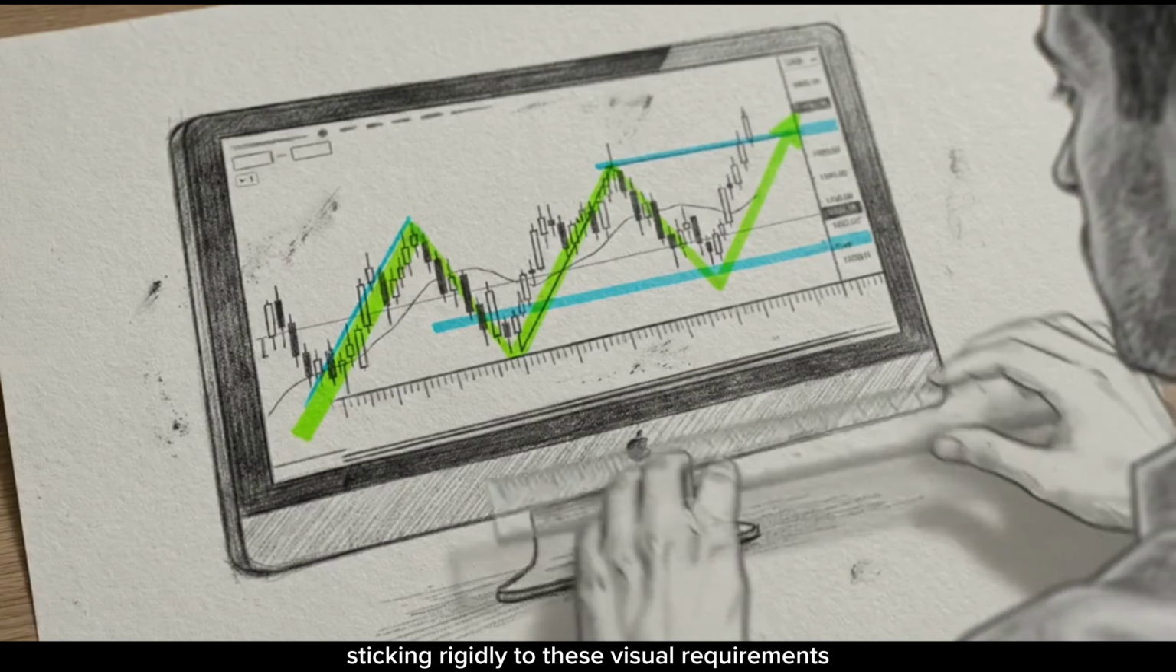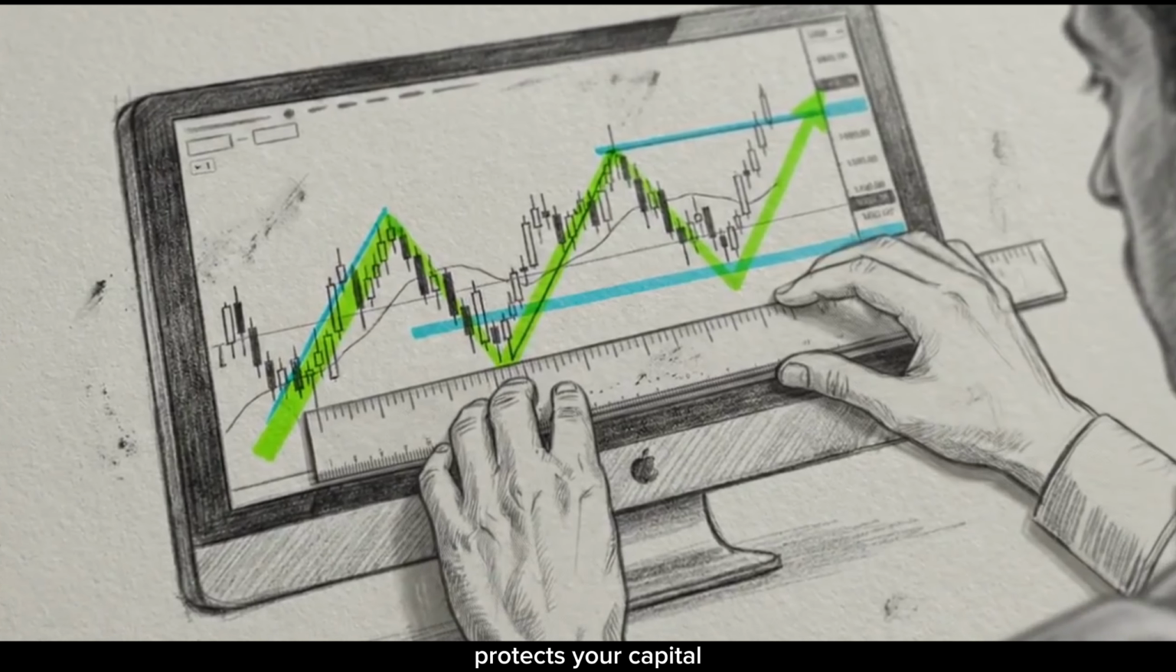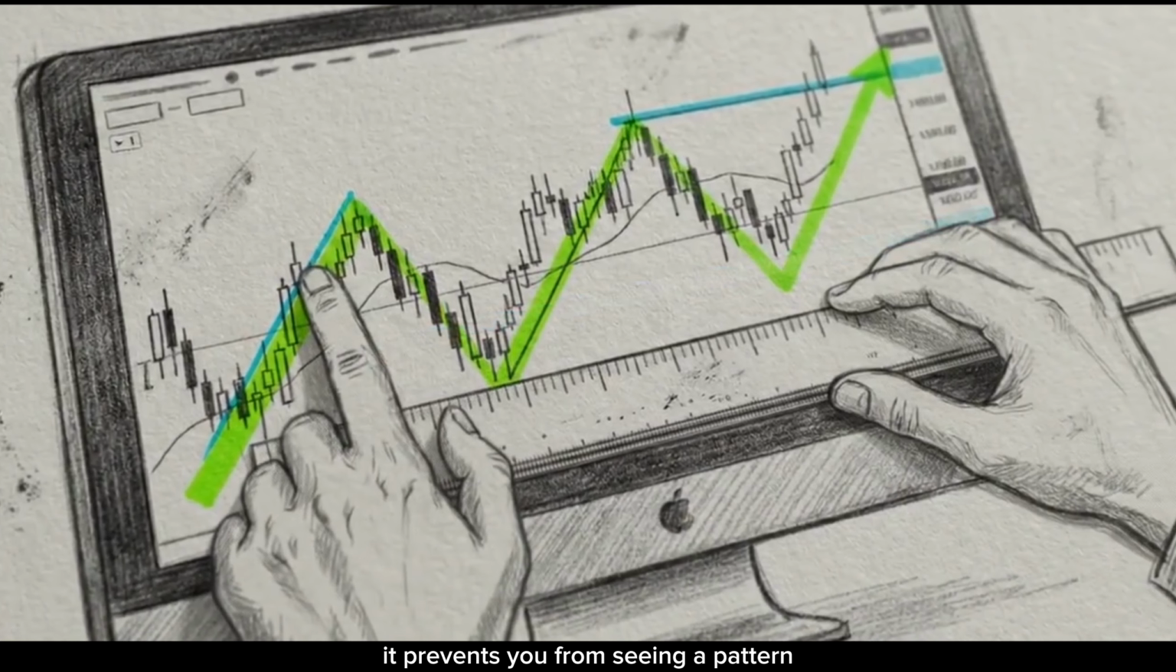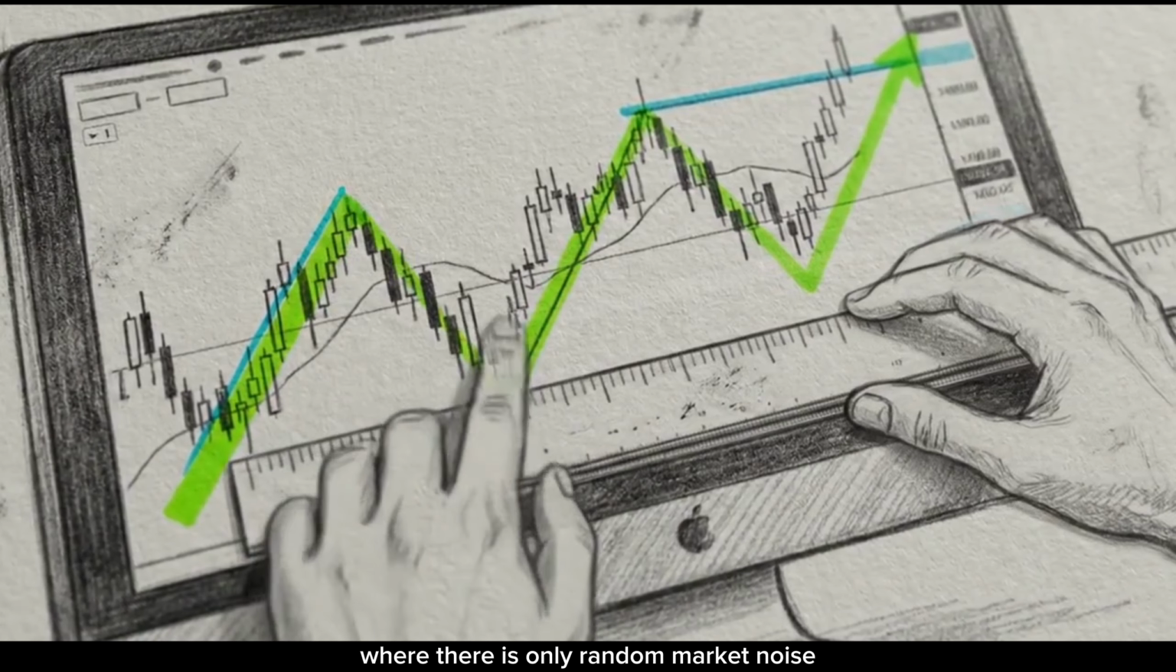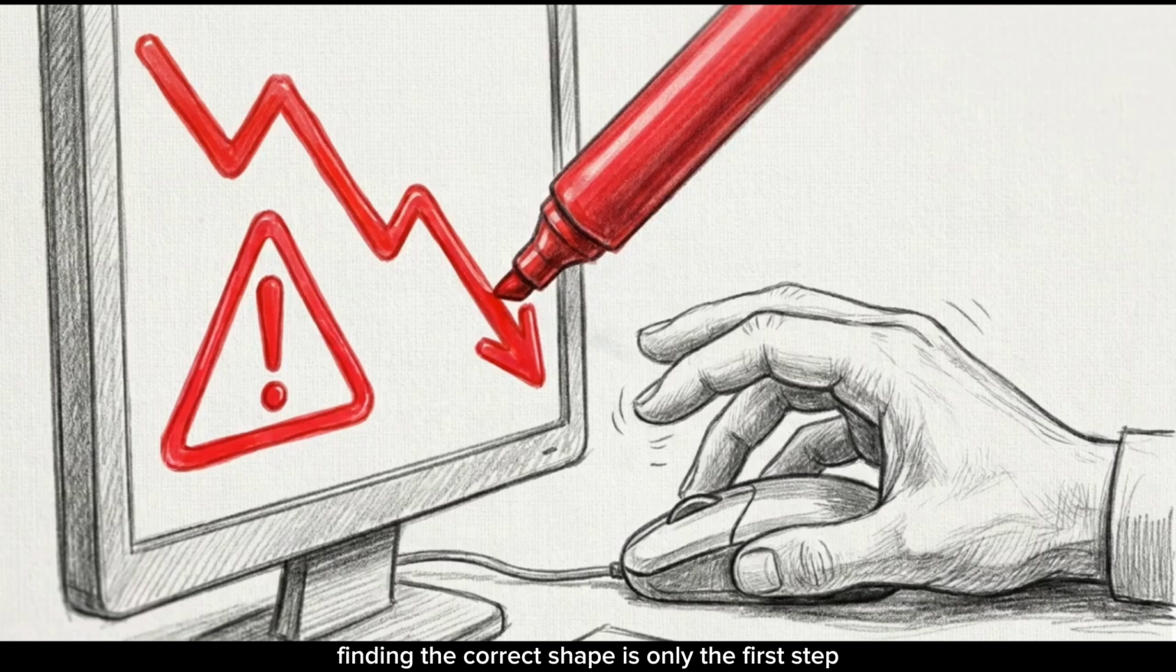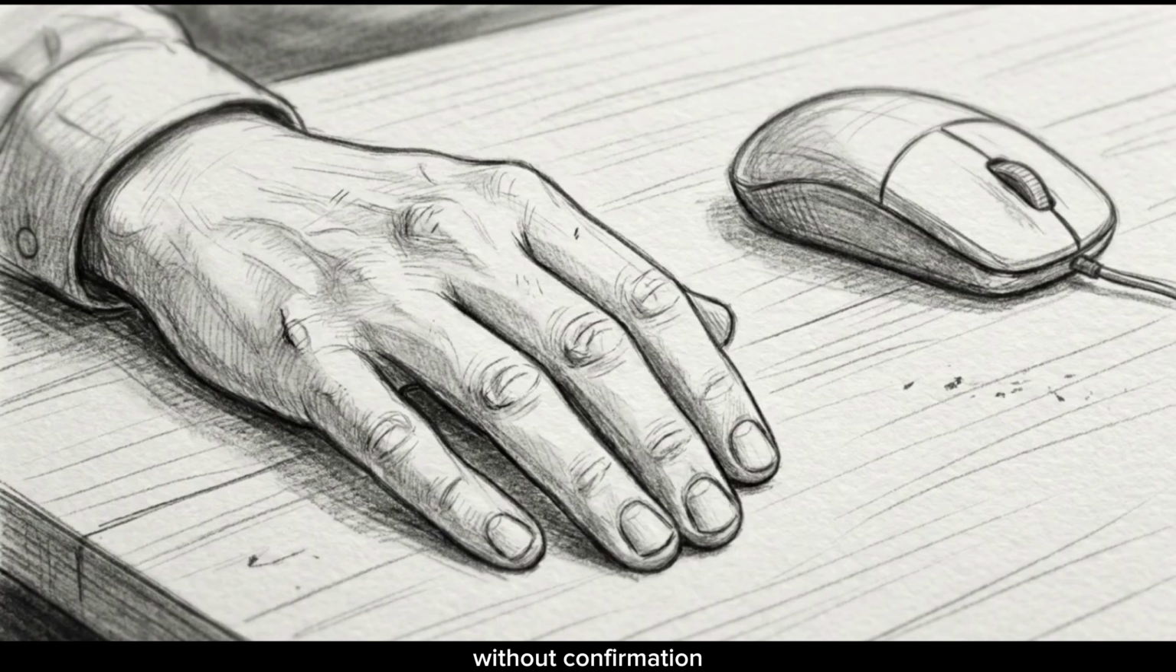Sticking rigidly to these visual requirements protects your capital. It prevents you from seeing a pattern where there is only random market noise. Finding the correct shape is only the first step. The most common mistake traders make is buying immediately after the right valley forms. Without confirmation, the price can easily continue dropping.